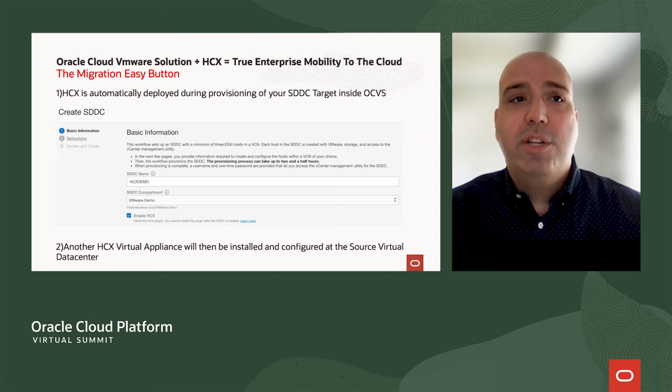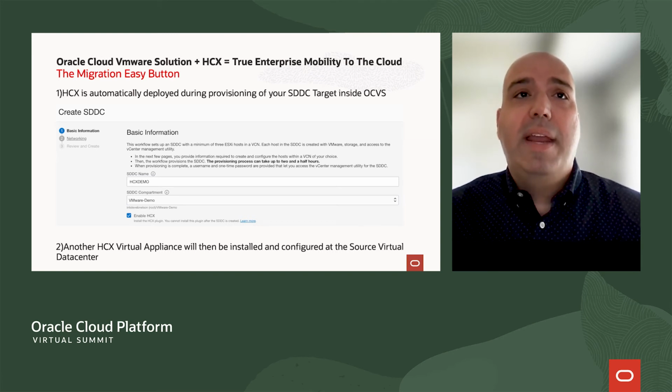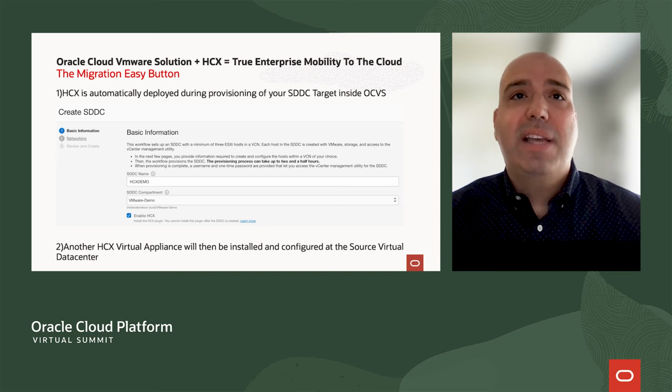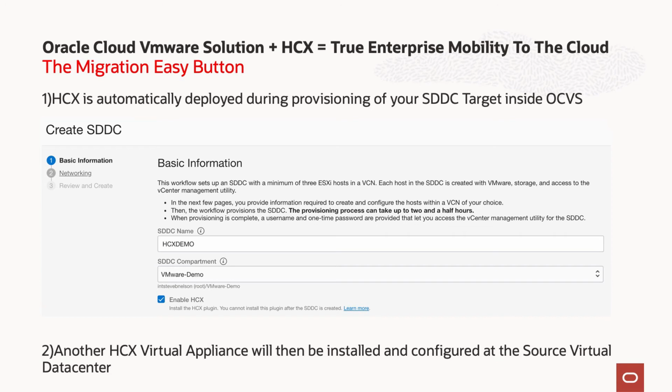This slide here, before I jump into the demo, is just stating how easy HCX really is to implement on Oracle Cloud VMware Solution. We call it the Migration Easy button. When you create your SDDC, there's a checkbox to enable HCX. It gets automatically deployed. Then from there, you install another HCX appliance in your local data center, and then you configure connectivity. Now I'm going to jump into a demo and demonstrate bulk migration, vMotion migration, and DR.